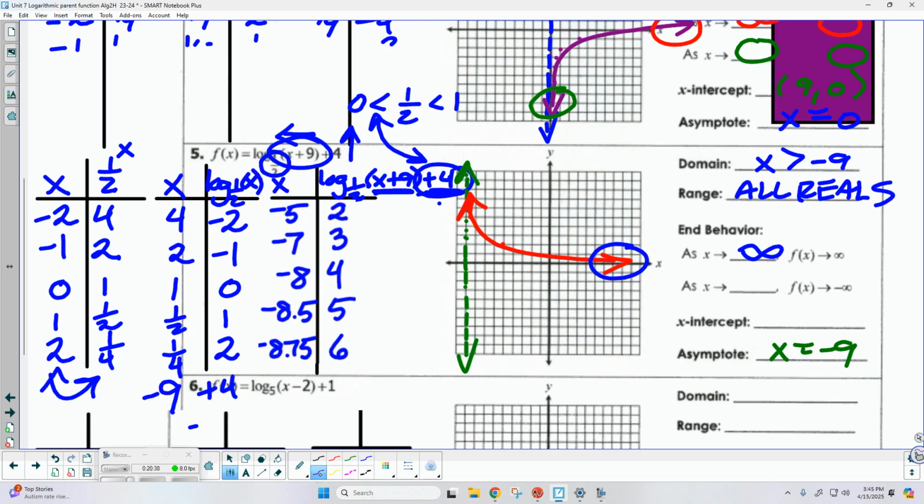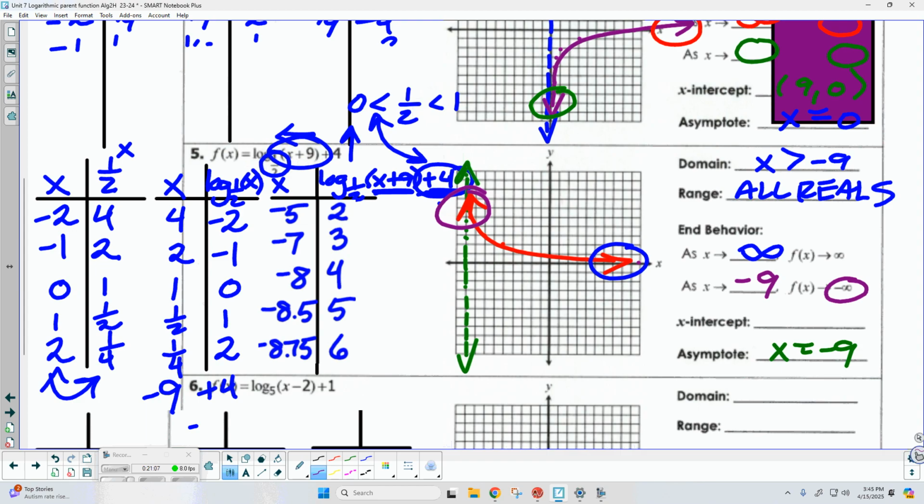Okay. Now let's do the other one. As x approaches blank, f of x approaches negative infinity. Well, I've already used the right side, so we got to be talking about this one. That one is negative 9. There you go. When you're talking about a log, one side of it will always be positive or negative infinity. The other side is always going to be approaching that asymptote. Okay. All right.